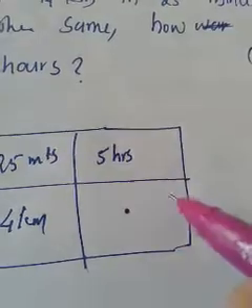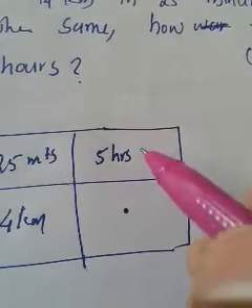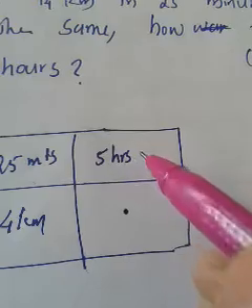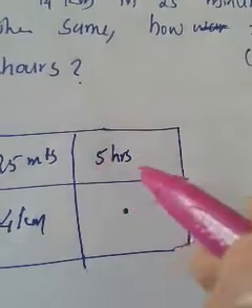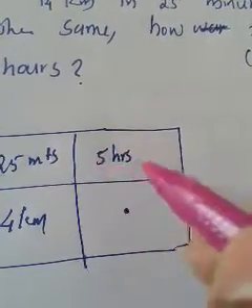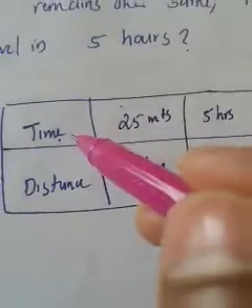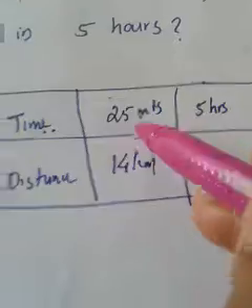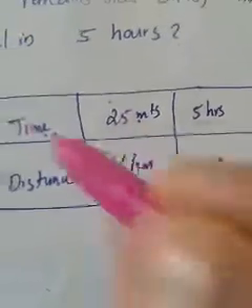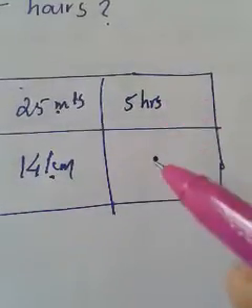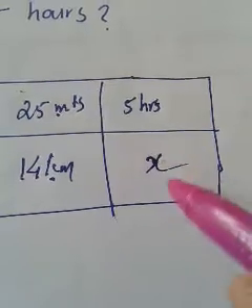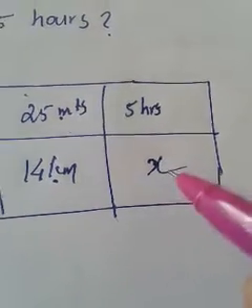That means you have to calculate that distance. How much distance can that truck cover in the time of 5 hours? That is the question. Corresponding to the time 25 minutes, the distance is given as 14 kilometer. Corresponding to the time 5 hours, the distance is not given, so we can mention it as x. Our duty is to calculate the value of x.